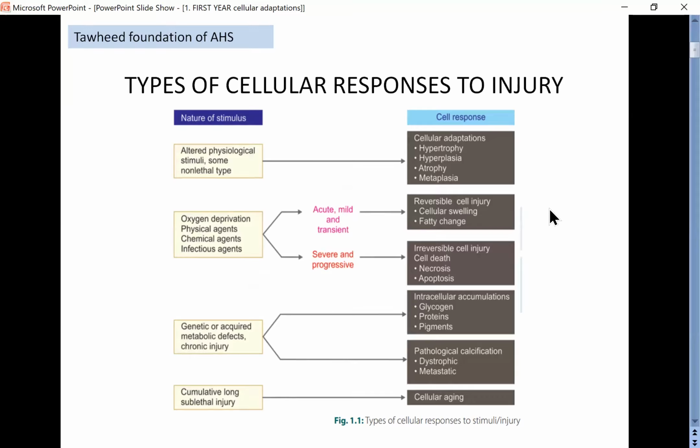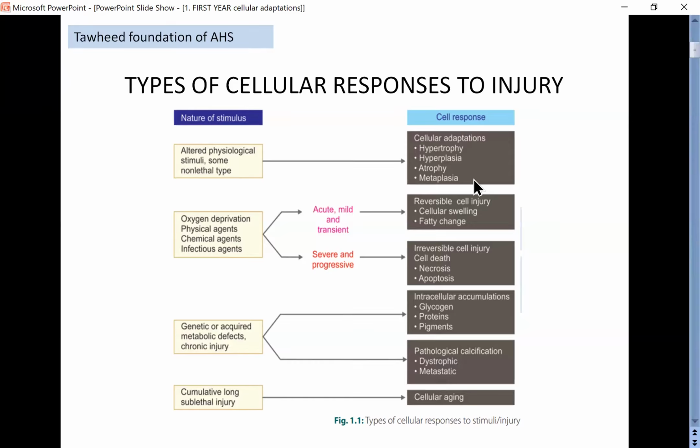There are different types of cell injury, depending upon the nature or the severity of the stimulus, and the way the cell responds will vary. So we can see the non-lethal type first. Sometimes there will be some non-lethal stimulus, any altered physiological stimulus, where the cell tries to adapt to that kind of change. So under cellular adaptations, you have hypertrophy, hyperplasia, atrophy, and metaplasia.